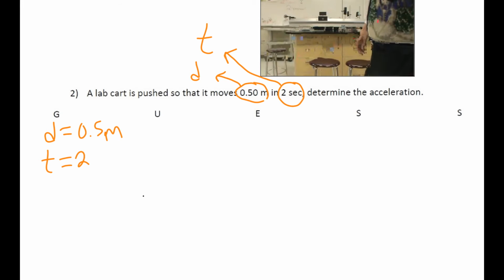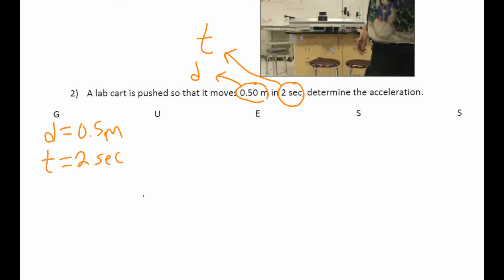So as we read the problem, a lab cart is pushed so it moves 0.5 meters in 2 seconds. Determine the acceleration. So here is a number that's given information. This is going to be our distance. Here's another piece of information, 2 seconds, and that is going to give us a time. So now what we got to do is just plug those values in as our given. So we have D is equal to 0.5 meters, and we have time, which is going to be 2 seconds.